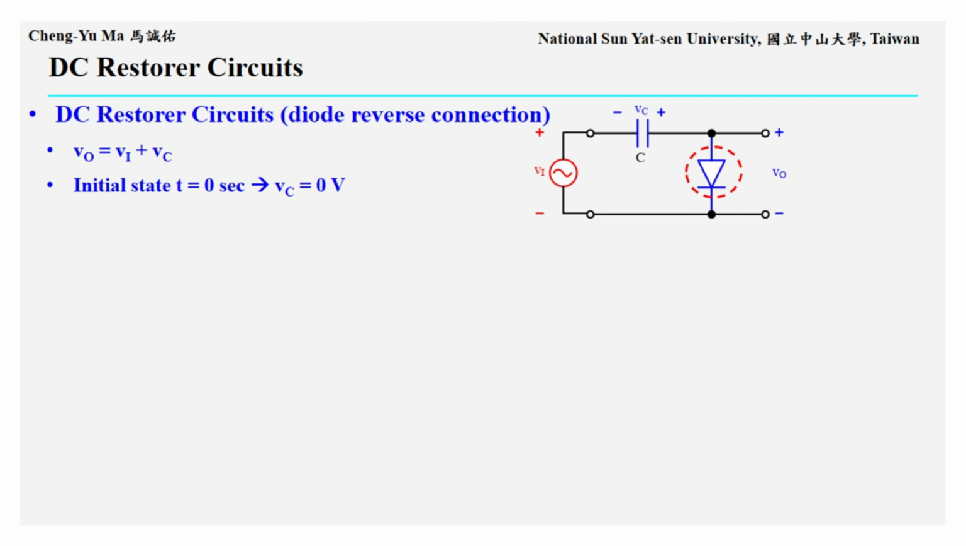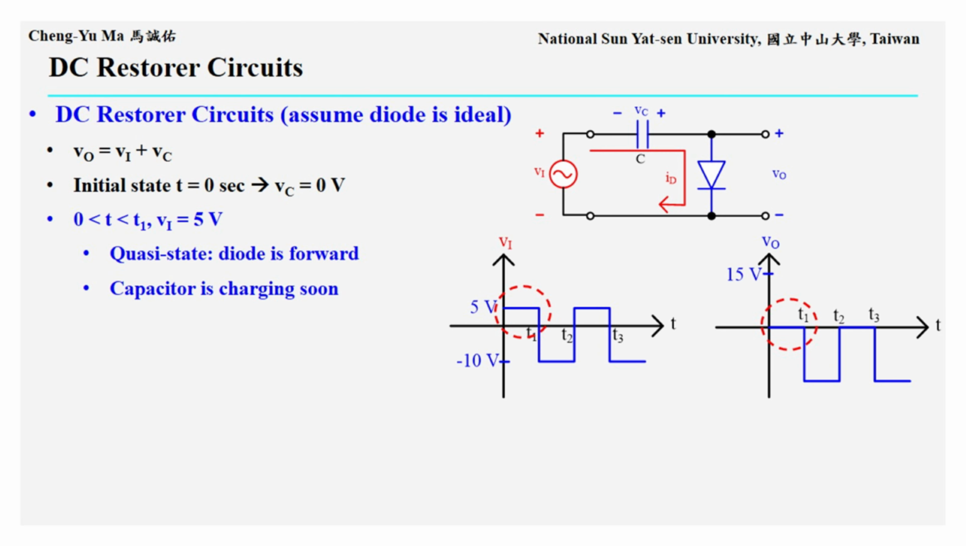Now, what happens if we use the same circuit but reverse the direction of the diode, as shown in the figure? We can analyze it in the same way. When the signal source is connected at t equals 0 seconds, the input signal Vi is positive 5 volts during the interval from 0 to T1. At the instant the source is connected, the diode is forward biased and behaves like a short circuit. A large diode current, ID, flows and charges the capacitor.